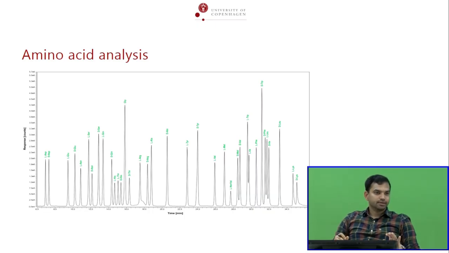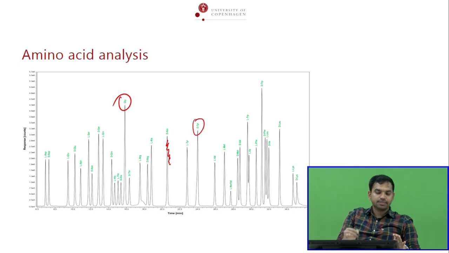Exactly the same technique, right? For example, you have a glycine, we have a methionine somewhere here, tyrosine, and so on. So all these are identified and quantified based on chromatography. The area under the peak is directly proportional to concentration.